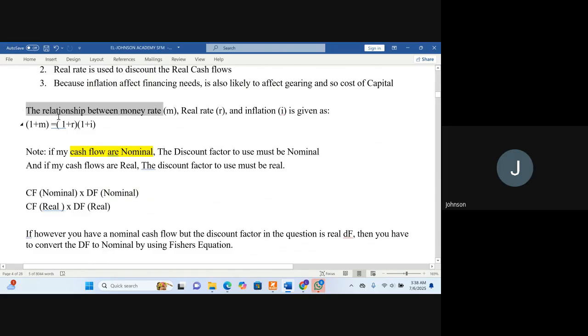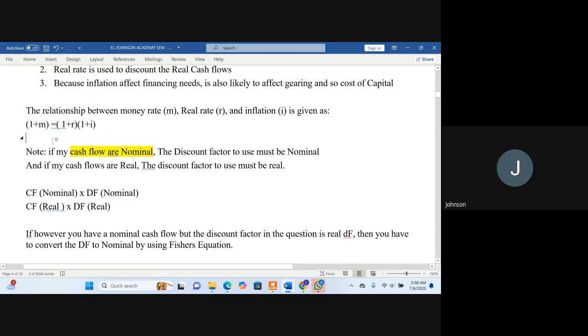Fisher propounded an equation. For a cost of capital that has suffered inflation, the money rate, we are going to use M to represent it. For a cost of capital that has no inflation, we call it the real cost of capital, and we represent it by R. The inflation itself, we represent by I. This formula was propounded by Fisher. This is what we call Fisher's equation.